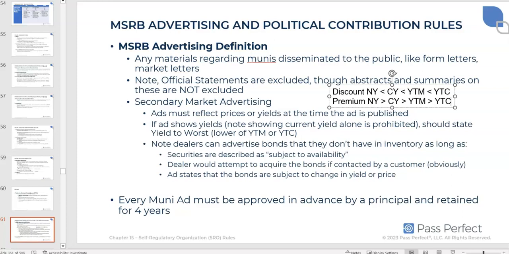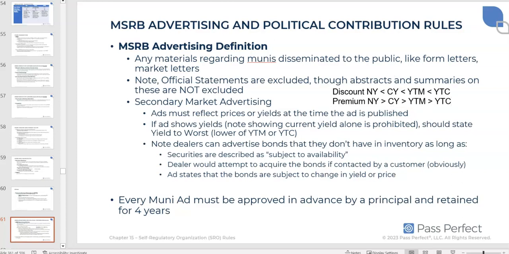Okay, if dealers don't have an inventory, they have to describe it, right? Subject to availability. You have to have that kind of disclaimer there, because if they don't have an inventory and can't find it, it may be hard to do so. The dealer attempts to acquire the bonds customer by customer, and the ad states the bonds are subject to change in yield or price. Because if they don't have it, they have to go get it. They have to go find it, at whatever price it is at that moment. So you have to give those kinds of disclaimers here.